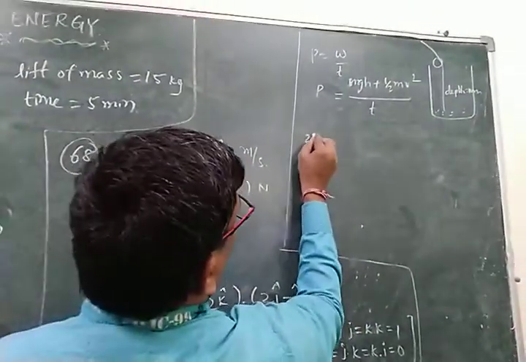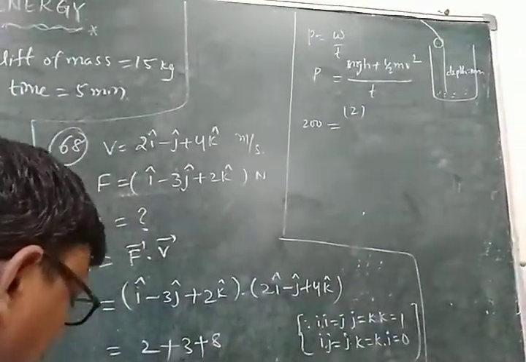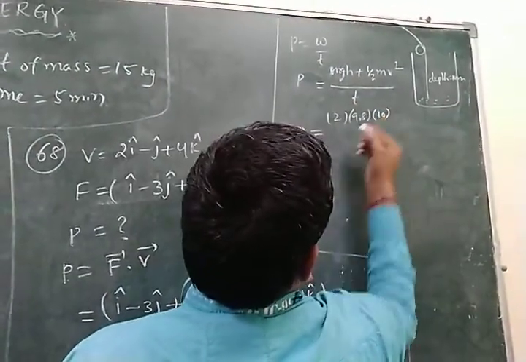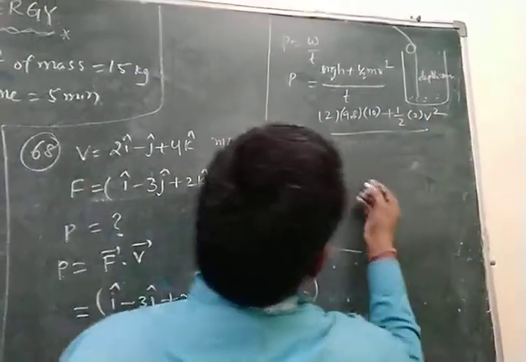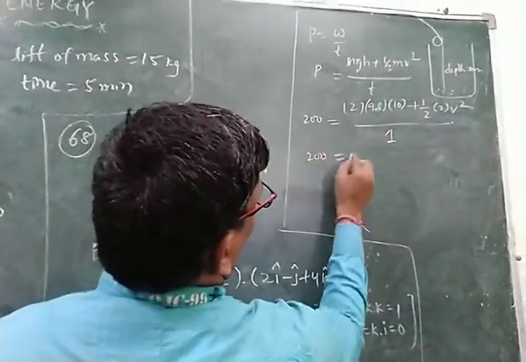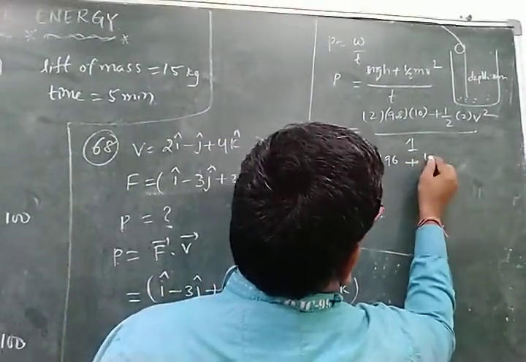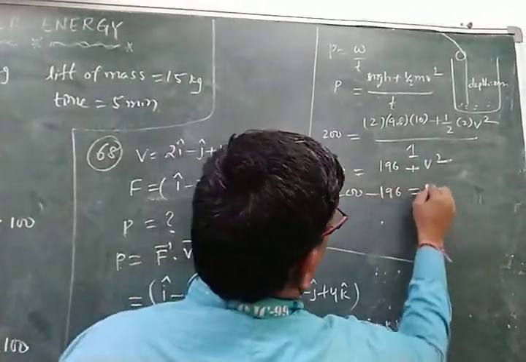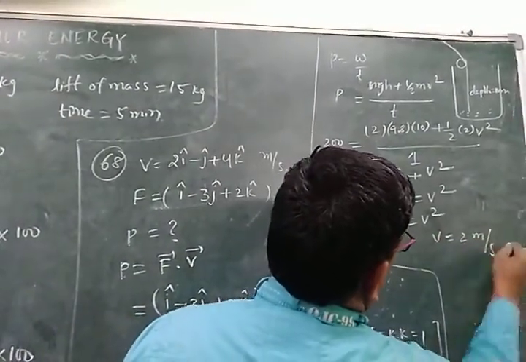Here the power is given as 200, equal to mass 2 kg, g value is 9.8, height is the depth 10 meters, plus half mass 2 kg, then the velocity v square, by time 1 second. So 1 into 200 is equal to 98 into 196, plus 2 gets cancelled, v square. Taking this to the other side, 200 minus 196 is equal to v square. 4 is equal to v square. So v is equal to 2 meter per second.